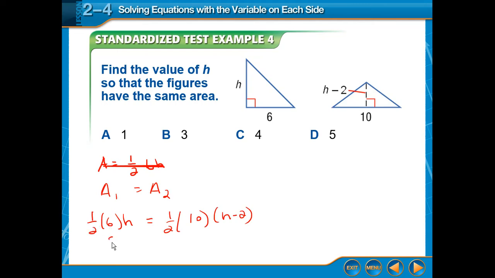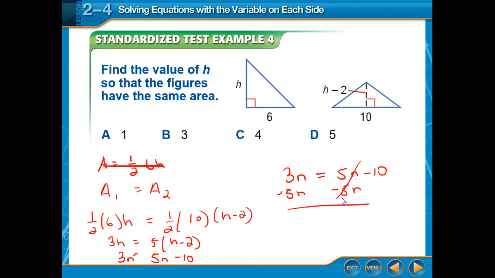So for this, I want to simplify this equation and figure out what h makes these true. So 1/2 of 6 is 3, so I get 3h. This here, 1/2 times 10 is 5. So I get 5 times h minus 2. Using the distributive property here, 5 times h is 5h, and 5 times -2 is -10. So now I have 3h equals 5h minus 10. So to solve this, I want to get my h's together. So I'm going to do minus 5h to both sides. If I do this, they cancel here, and I get -2h equals -10. So to solve for h, I'm going to divide both sides by -2. They cancel here, and I get h, -10 divided by -2 is 5.